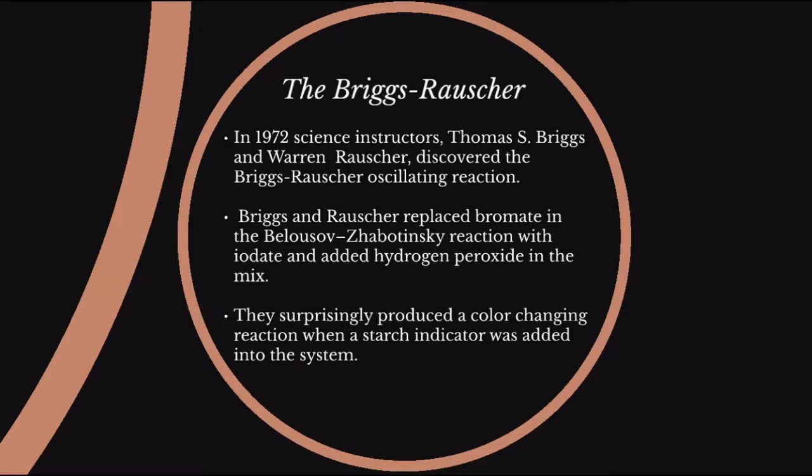Briggs and Rauscher replaced bromate in the Belousov-Zhabotinsky reaction with iodate and added hydrogen peroxide to the mix. Briggs and Rauscher surprisingly produced a color-changing reaction when a starch indicator was added into the system. Since then, many scientists have further done their research on this unusual chemical reaction.